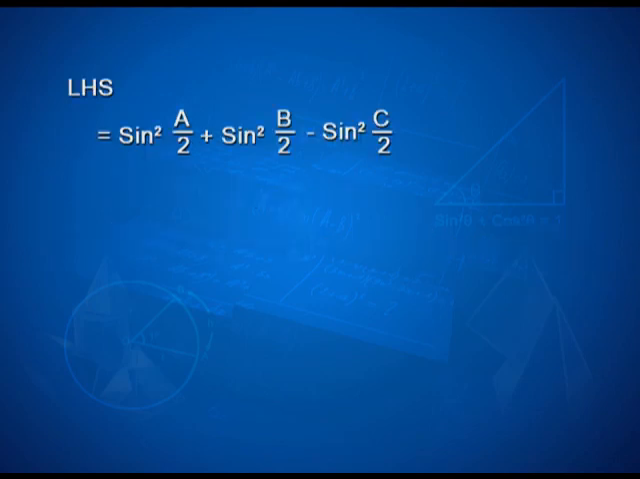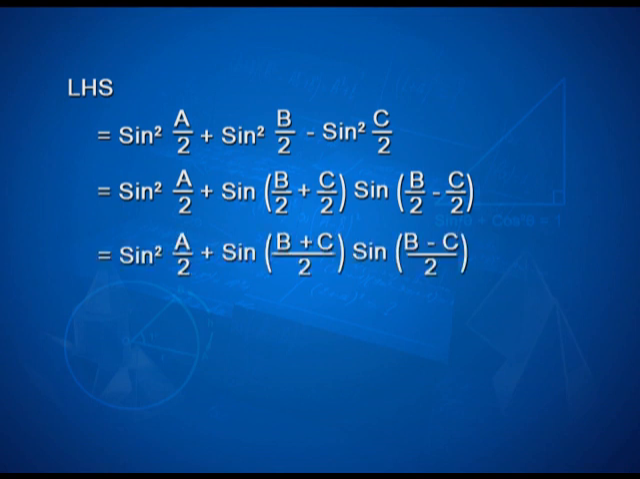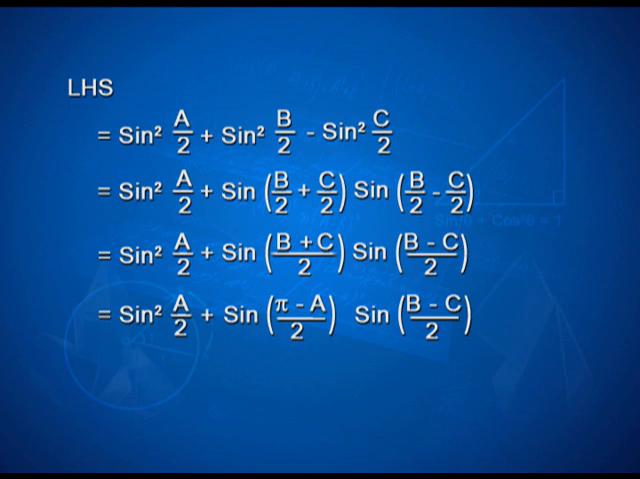Now, considering the LHS as sin square A upon 2 plus sin square B upon 2 minus sin square C upon 2, we can simplify this as sin square A upon 2 plus sin of B upon 2 plus C upon 2 into sin of B upon 2 minus C upon 2. This again can be simplified as sin square A upon 2 plus sin B plus C upon 2 into sin B minus C upon 2, that is equal to sin square A upon 2 plus sin pi minus A upon 2 into sin B minus C upon 2.